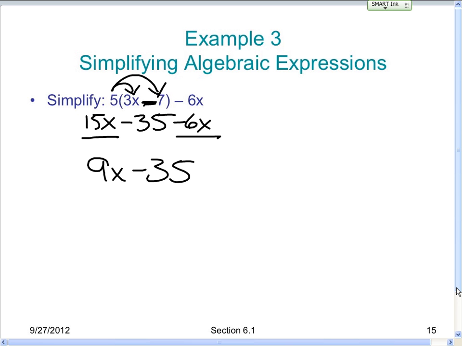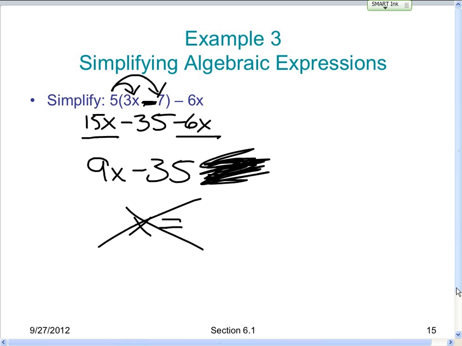Notice you cannot get x equals. You cannot do it. Why not? Because this is an expression. It is not an equation. I did not start with an equal sign. I do not put an equal sign in. My answer is going to be an expression 9x minus 35.